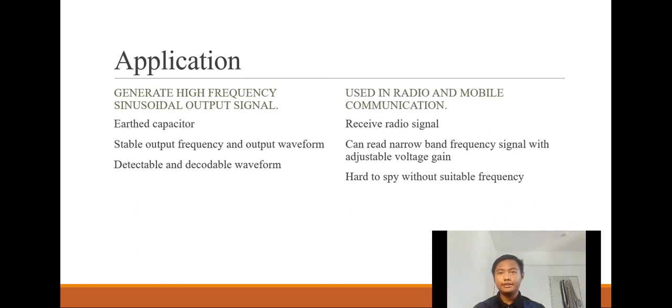For the second application, it is used in radio and mobile communication. An Armstrong oscillator can receive radio signals from an output signal generator. It can read narrowband frequency signals with adjustable voltage gain. This makes it hard for people to spy and read the signal without the right frequency.